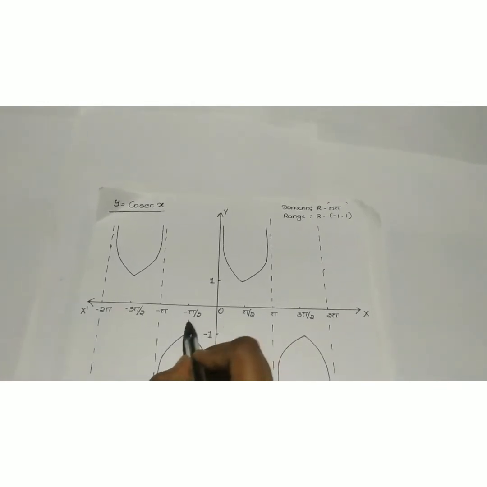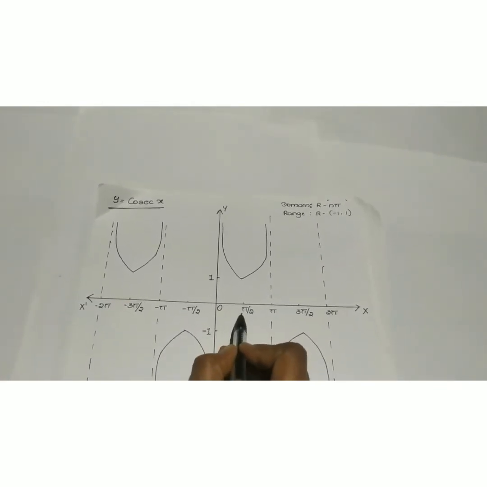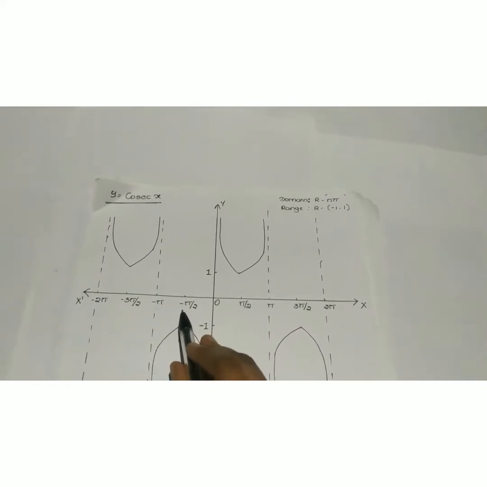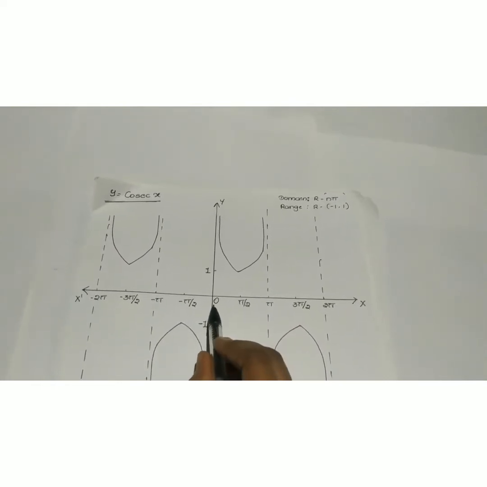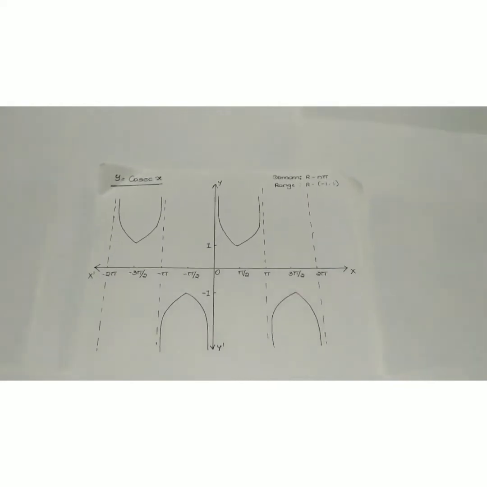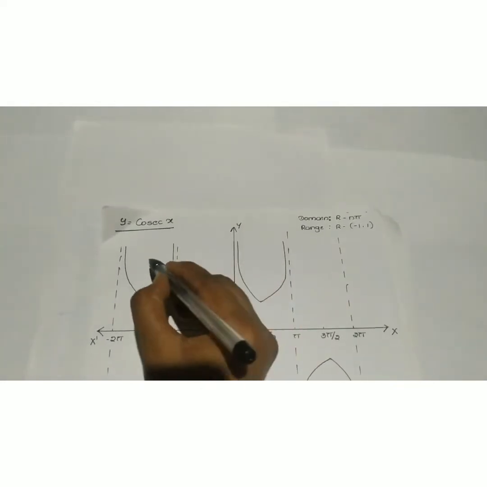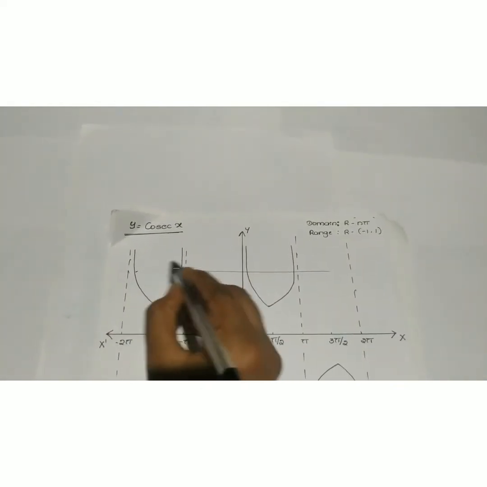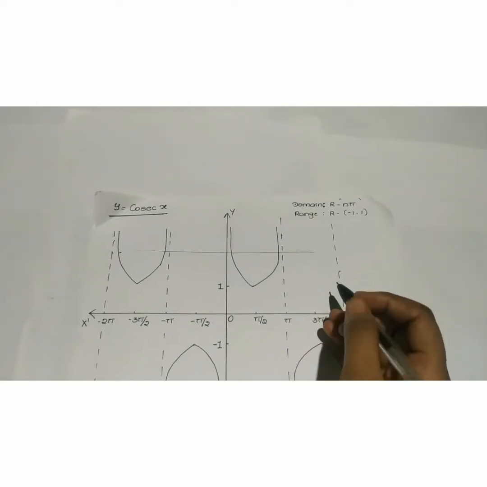So that's why we restrict the domain value to the interval minus pi by 2 to pi by 2 except 0. Then it becomes one-one and onto. Or apply the horizontal line test. If the horizontal line passes through more than one point on the graph of the function, it is not invertible.